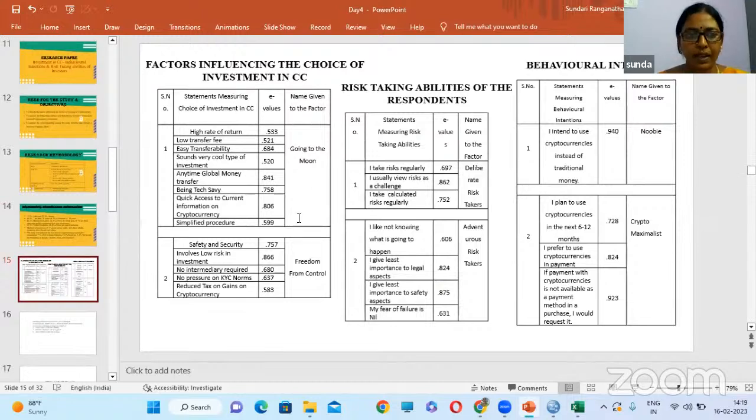And this is about my factor analysis. We have learned how to apply factor analysis for this particular category of variables, factors influencing choice of investment in cryptocurrency. I've told you, there are 13 statements in my study, right? Those 13 statements were applied, and this is the value we got from my particular study.